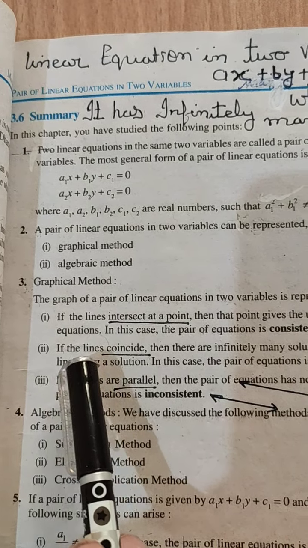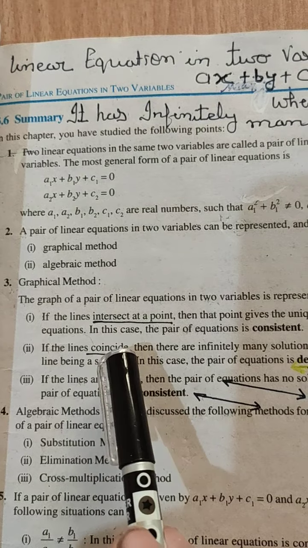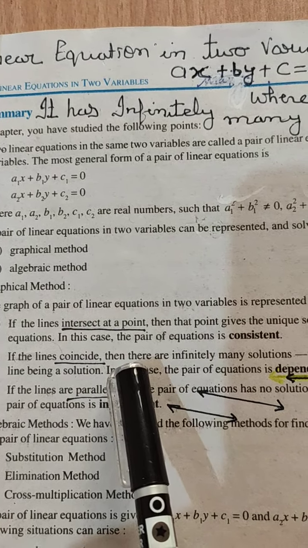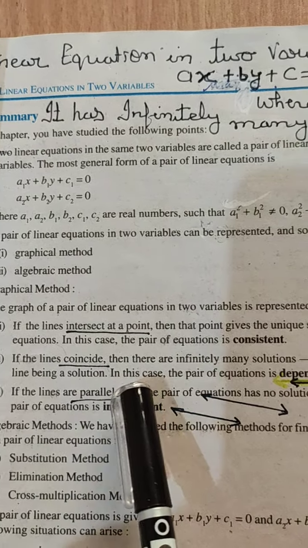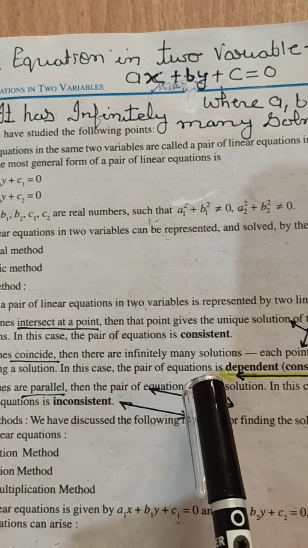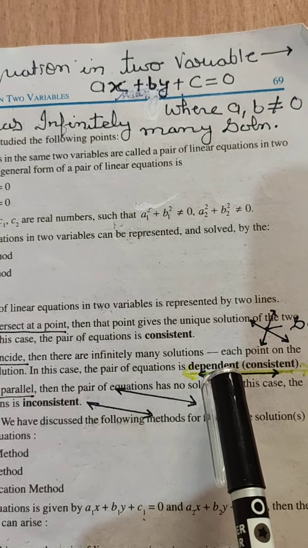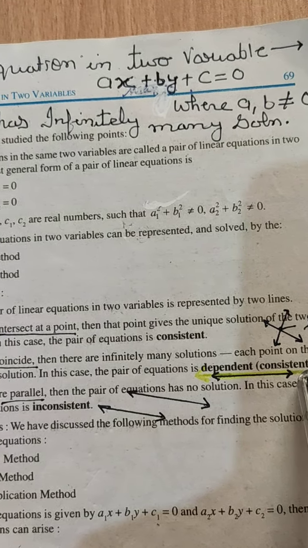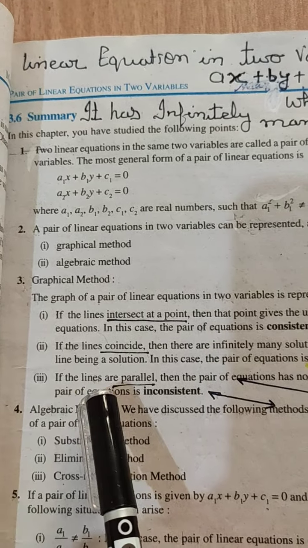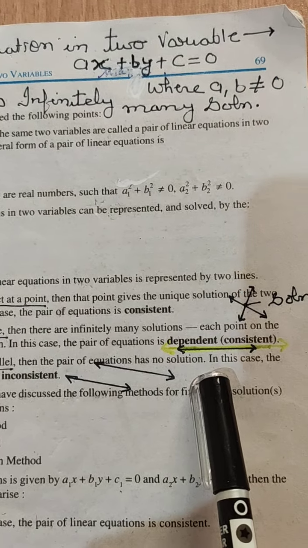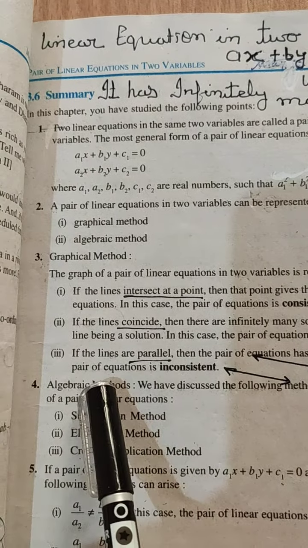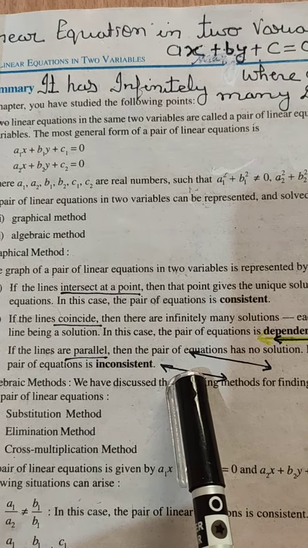Second case: if the lines coincide, you can also say overlap each other, then there are infinitely many solutions, each point on the line being a solution. In this case the pair of equations is dependent and consistent. Third case: if the lines are parallel, then the pair of equations has no solution. In this case the pair of equations is inconsistent.